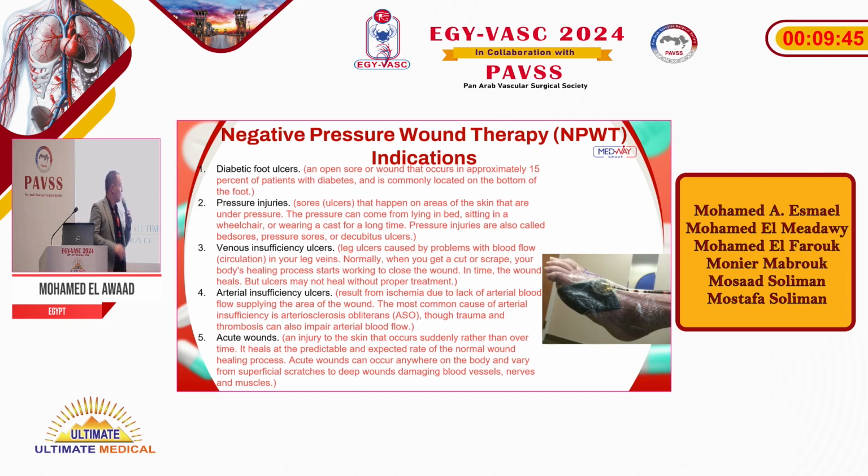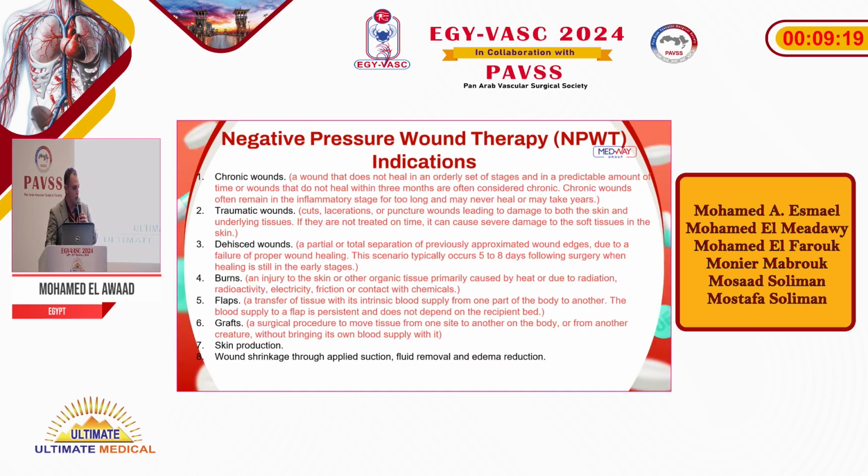Okay, so the first item on the list today is the negative pressure wound therapy. I won't talk long about it because I have mentioned it before in several of my speeches. But let's talk about it quickly. We've got the indications for negative pressure wound therapy, starting with diabetic foot ulcers, pressure injuries, venous inefficiency ulcers, arterial inefficiency ulcers, acute wounds, chronic wounds, traumatic wounds, desiccated wounds, burns, flaps, grafts, and skin production. So it's almost covering every aspect of a wound that we could see.